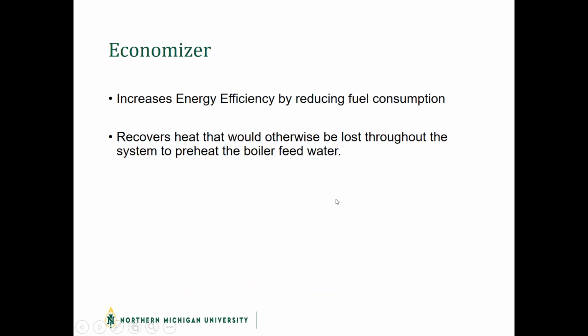Another piece of the puzzle is the economizer, which I didn't really mention in your generic system, but this is more for energy efficiency purposes. Just like you saw in the forced air one, we have ERVs, or energy recovery ventilators. This is the same process. So what we're doing here is we're capturing heat that would otherwise be lost from our boiler, and we're preheating water that's coming into our boiler.